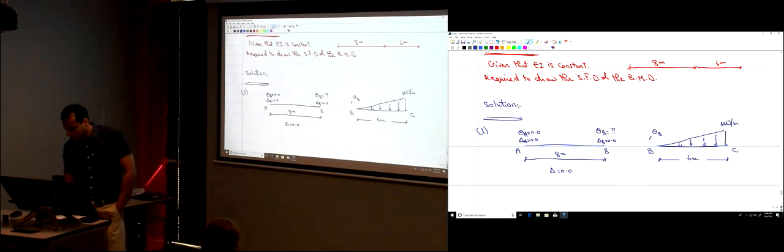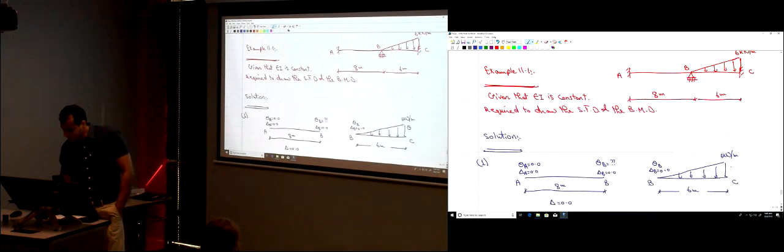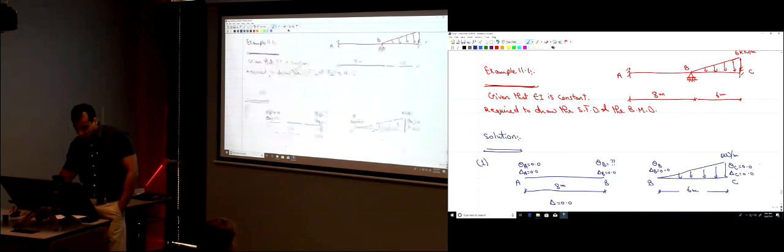What about delta B? 0. Okay, what about point C? How much is theta C? It's 0, because it's fixed. Delta C? 0. So what are the kinematic degrees of freedom?